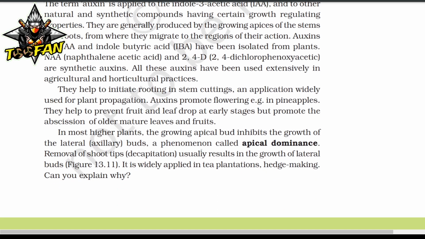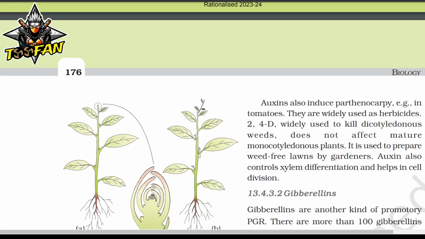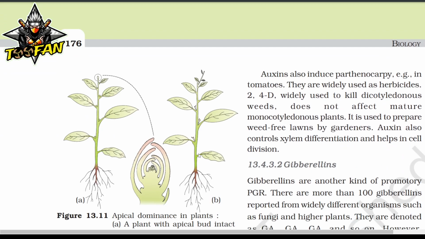In most higher plants, the growing apical bud inhibits the growth of the lateral axillary buds, a phenomenon called apical dominance. Removal of shoot tips, decapitation, usually results in the growth of the lateral buds. It is widely applied in tea plantations and hedge making. Can you explain why? Auxins also induce parthenocarpy, for example in tomatoes. They are widely used as herbicides. 2,4-D, widely used to kill dicotyledonous weeds, does not affect mature monocotyledonous plants. It is used to prepare weed-free lawns by gardeners.